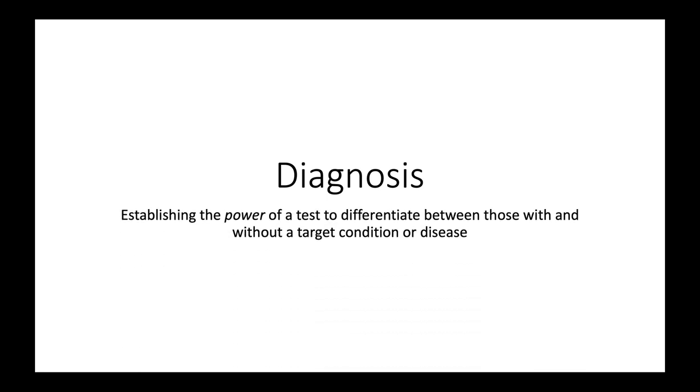How about diagnosis, and in particular, diagnostic test accuracy? In this case, it helps you establish the power of a test to differentiate between those patients with and without a target condition or disease. In these questions, you're really thinking about what is the accuracy of this specific diagnostic test for identifying patients who have this disease versus those patients who do not have the disease. For a diagnostic test, the variables we're going to be thinking about are patient; exposure, in this case, is the test; and the outcome is the criterion standard, or the best thing you have to get the ultimate, quote-unquote, gold standard diagnosis.